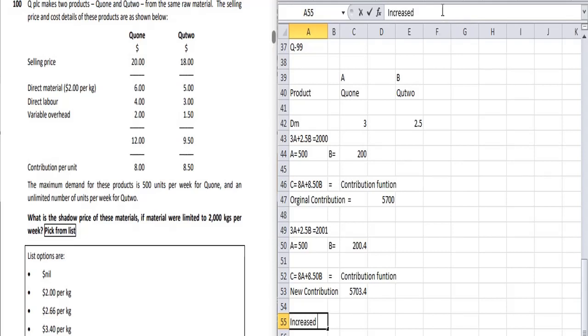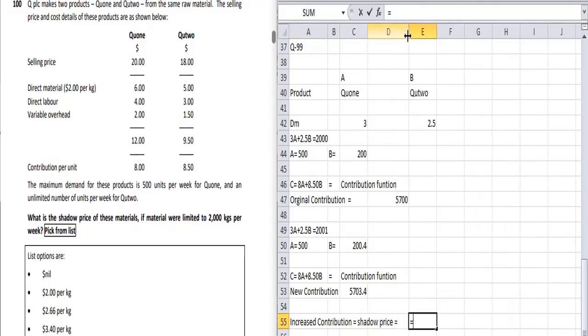Increased contribution is equal to shadow price. So this minus this, this is our shadow price, 3.4.